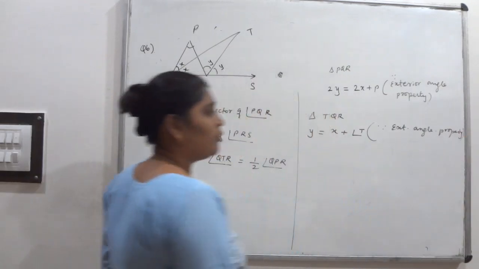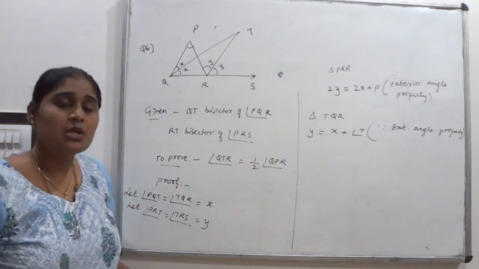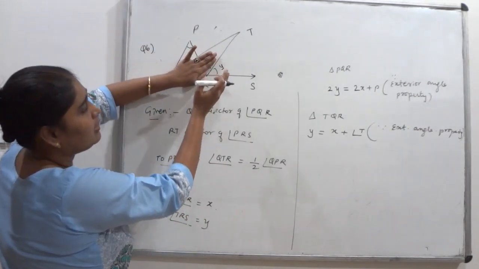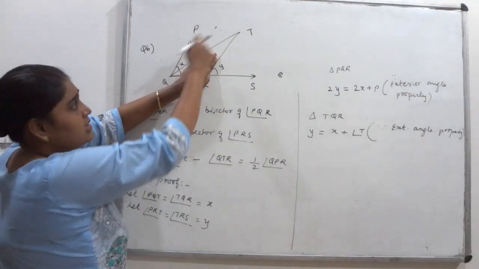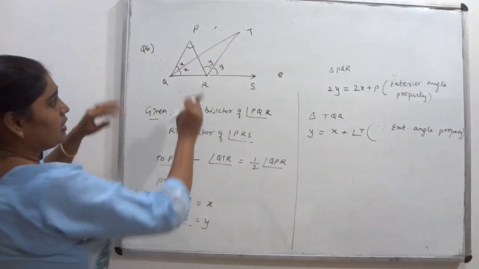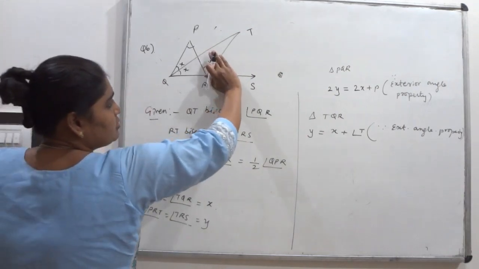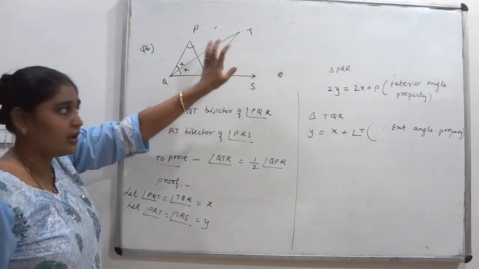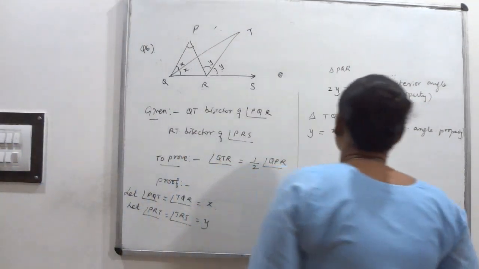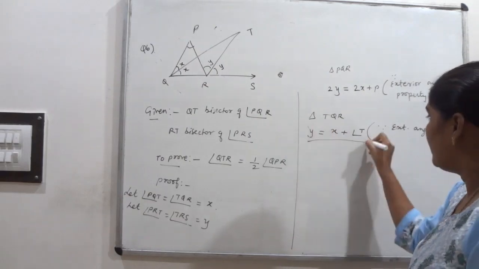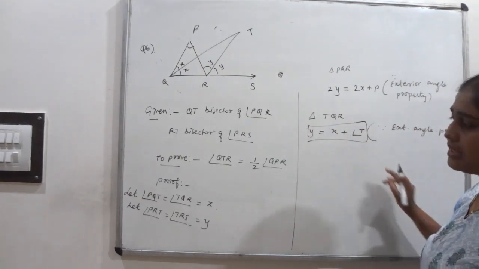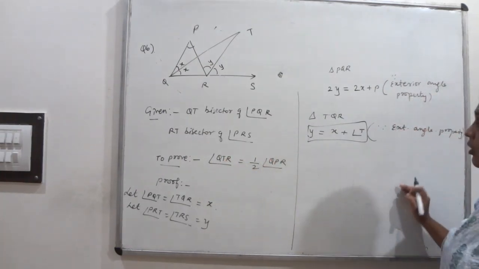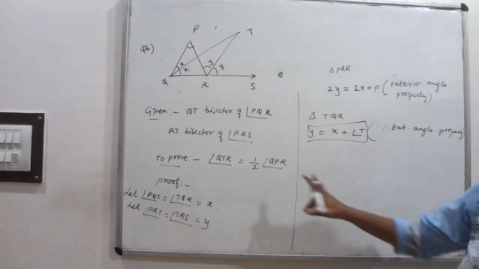What is exterior angle property? Exterior angle is equal to the sum of opposite interior angles. Suppose y is the exterior angle, what are the interior angles here? Angle x plus angle T. Suppose you take 2y as the exterior angle, what are the interior angles? 2x plus angle P. That only I have written. In the place of y, I can write x plus angle T, because my proof is angle T equal to half of angle P. So I need in my proof angle T and angle P.